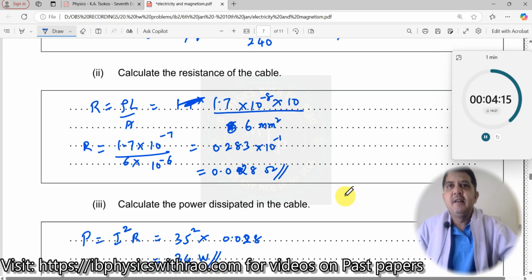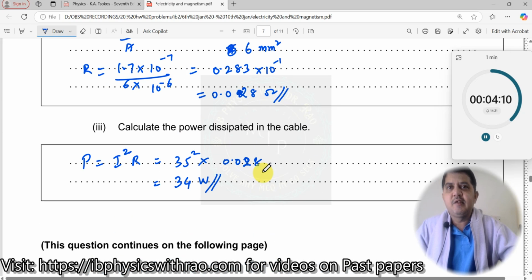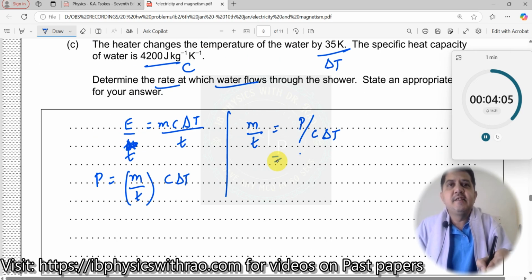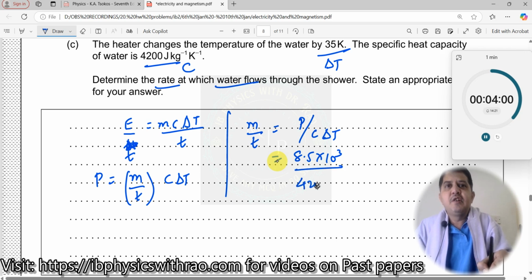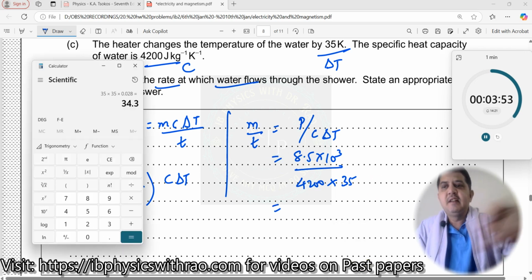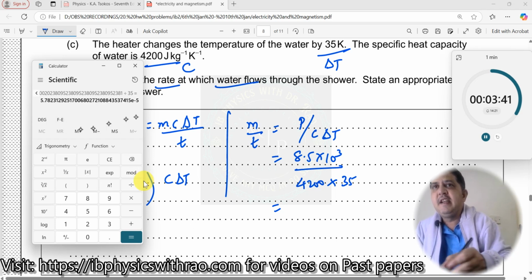P was seen to be 8.5 kilowatt, right? That was the power given to it. So use that power and write 8.5 into 10 cube divided by what is c? 4200. What is delta T? 35. When I do all this, what is the final answer I get? I type 8.5 divided by 4200 divided by 35. When I do this, I get 5.78 into 10 to the power minus 5.